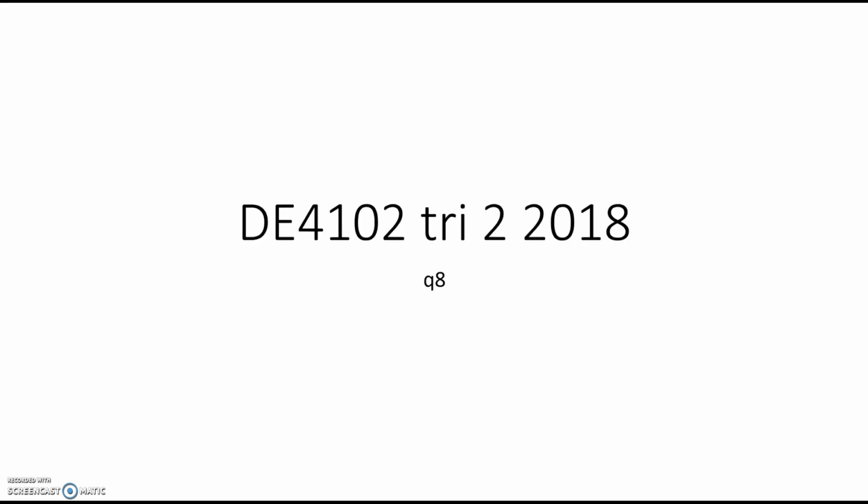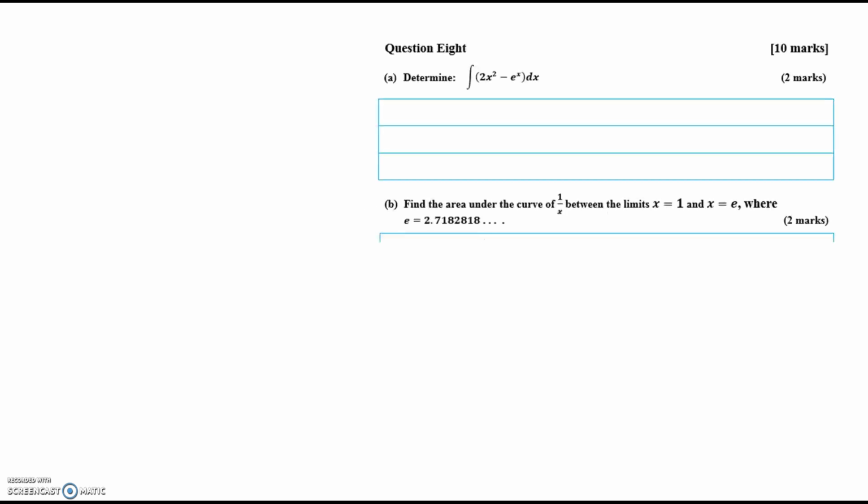This is question 8. Now, I'm not sure, and I don't know how I'm going to know which exam this is. This is down in the system as trimester 2, but it would appear to be actually trimester 1. So whatever, it's an exam, and this is question 8. This is one of the compulsory questions, and this is the question on integration techniques.